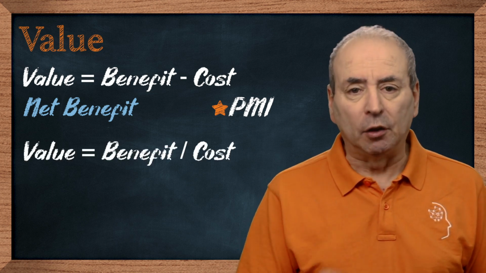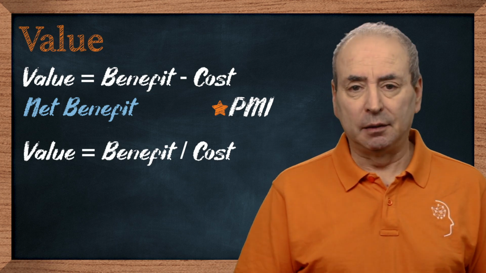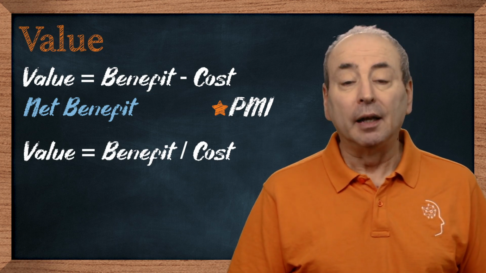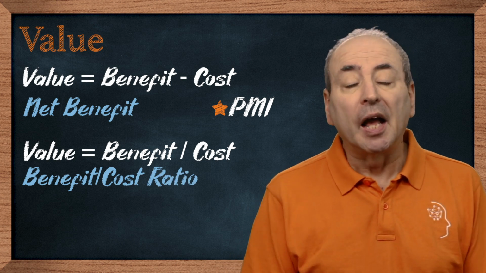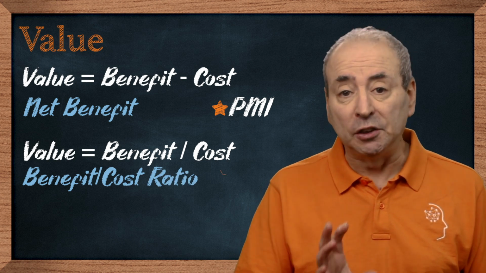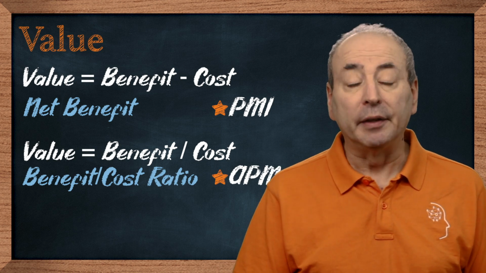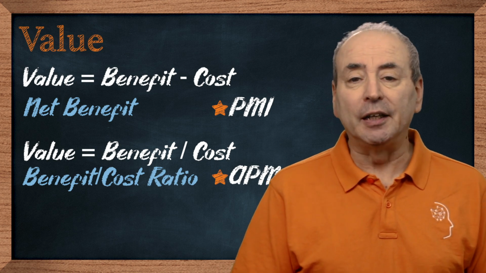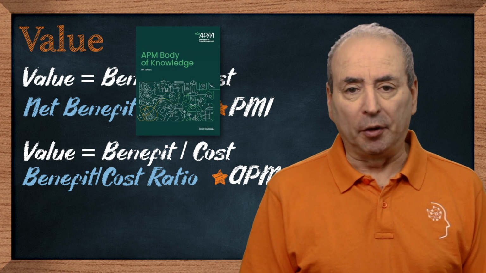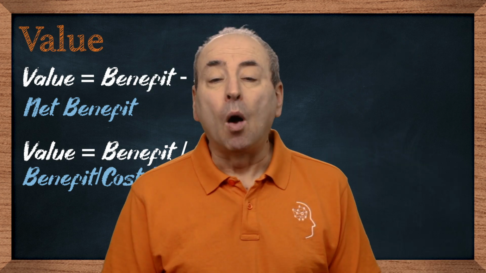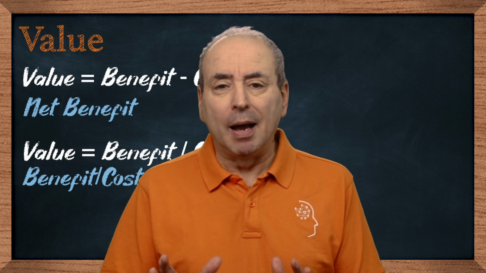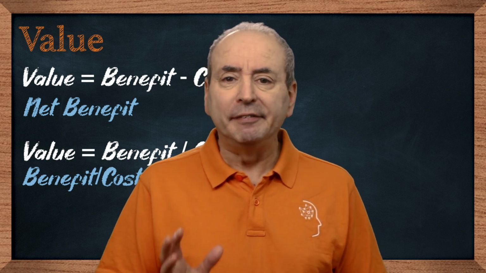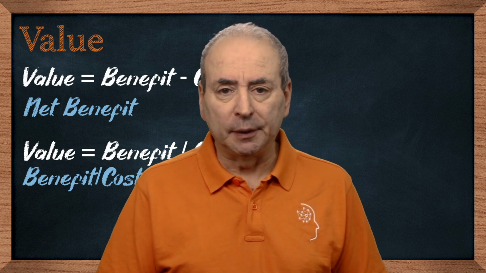The alternative mathematical formulation is as a ratio. Value is the total benefit divided by the total cost. That is the benefit to cost ratio. And this is the way that the Association for Project Management, the APM, defines value in its APM body of knowledge.